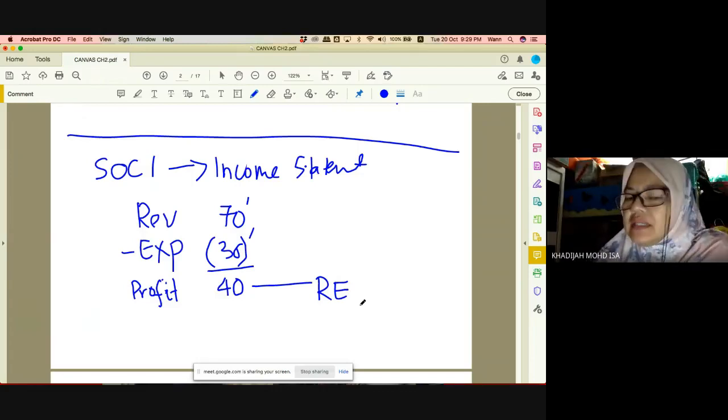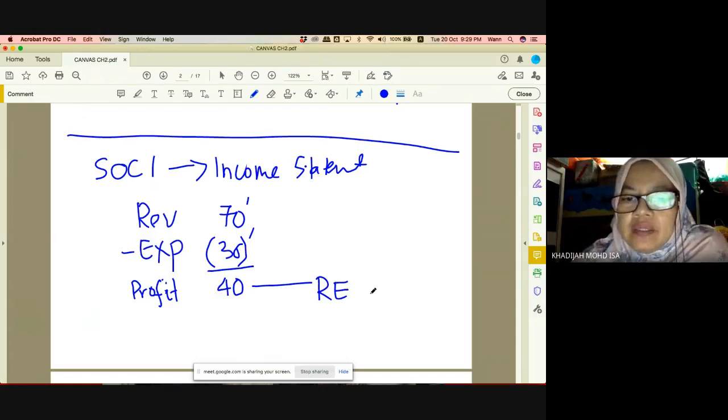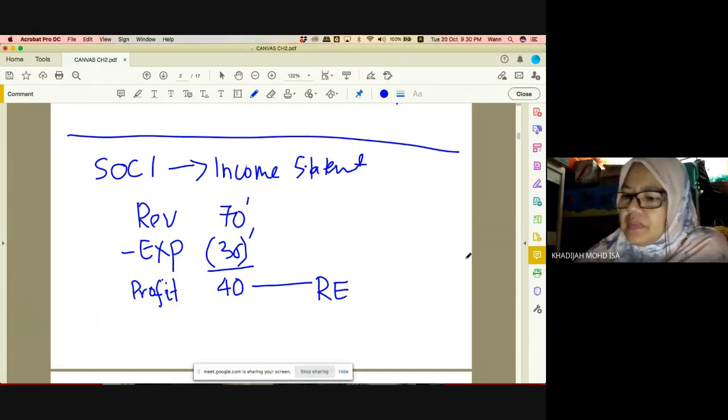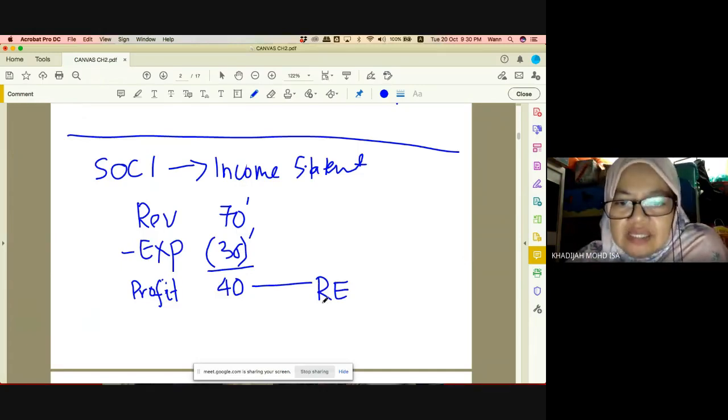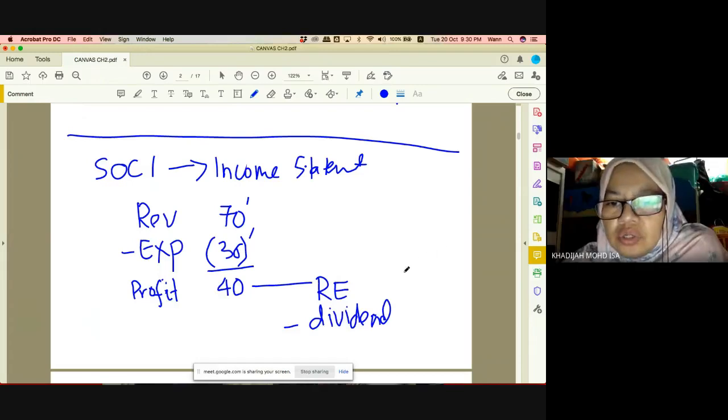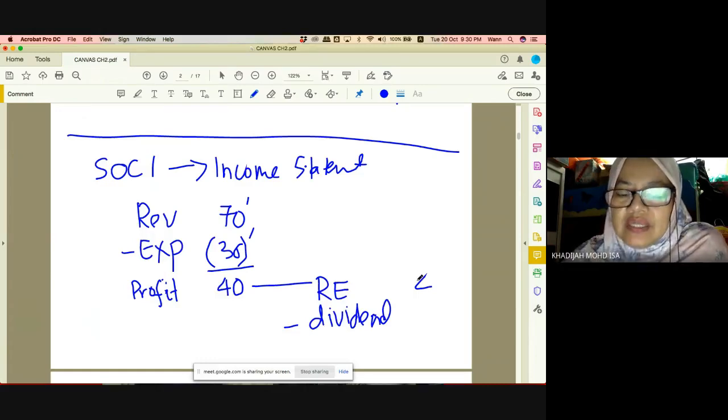But for the retained earnings, remember you have your shareholders, your owners, that you should pay dividend. Have you heard of this dividend? Yes. So initially, at the beginning of the year, for that year 2020, for example, you have retained earnings of 40,000.